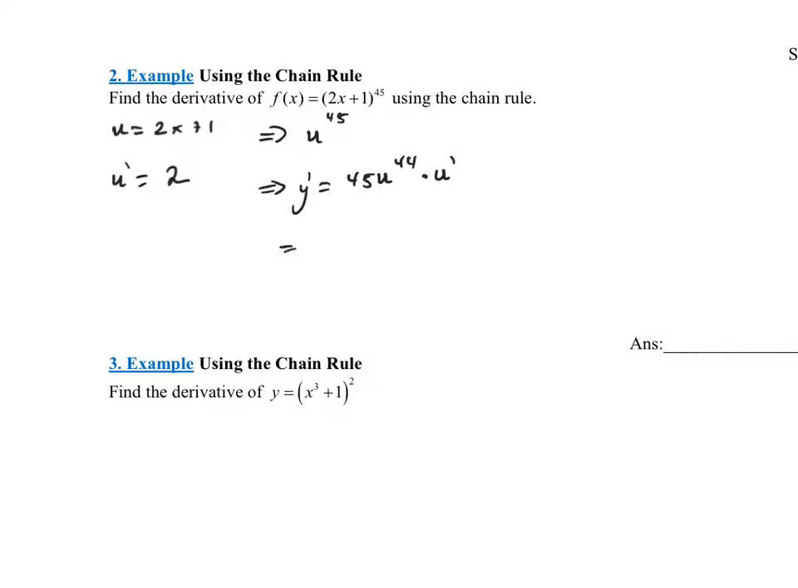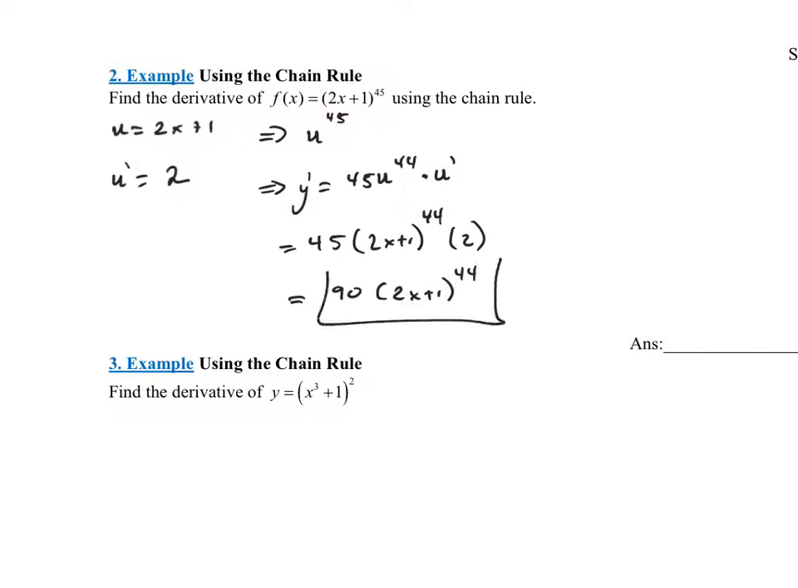When you back substitute into this, this would be 45 times u. Well, u was the 2x plus 1 raised to the 44th power. Never, ever, ever forget to multiply times u prime, the derivative of the inside, which is 2. So this would be 90 times 2x plus 1 raised to the 44th power. There's our derivative right there.